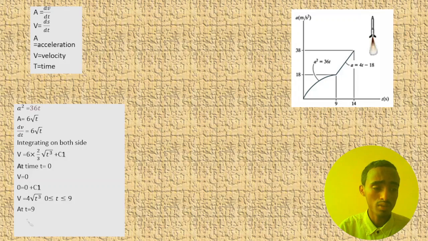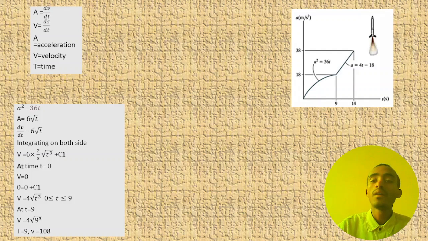At time t = 9, we can substitute the value 9 in place of t, and we get 108, which means we can draw the graph here from t = 0 up to 14. At t = 0, we get 0. At t = 9, we get 108, and at t = 14, we can get the velocity by using these equations.